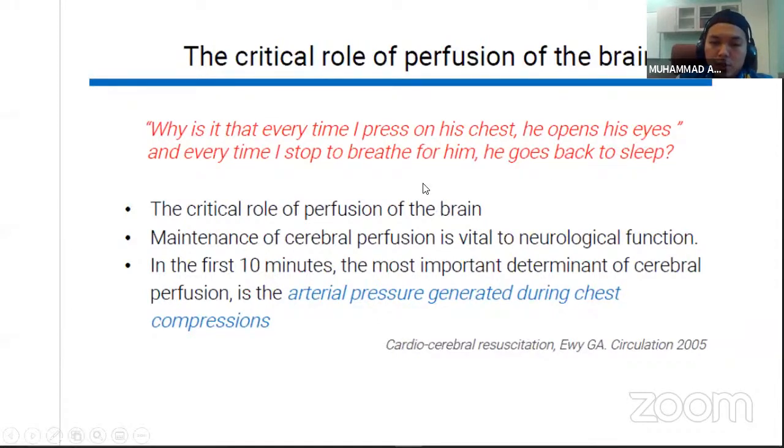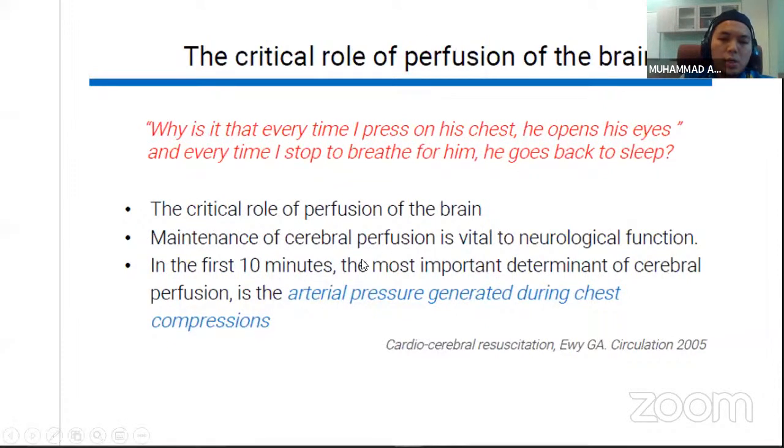So bila buat chest compression, tiba-tiba orang tu buka mata. Alright, orang tu buka mata. You, siapa yang pernah CPR, sometimes you see this. When you start CPR, patient bergerak, right? You bila bergerak, you pun stop. Tapi bila you stop, dia pun stop. Okay, because blood dah tak pergi kat otak. Alright. So kalau macam tu, you kena continue CPR, right?